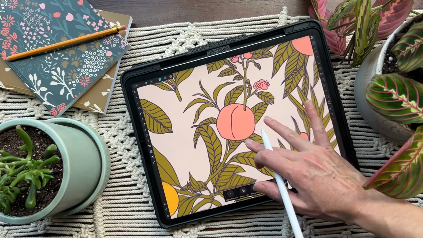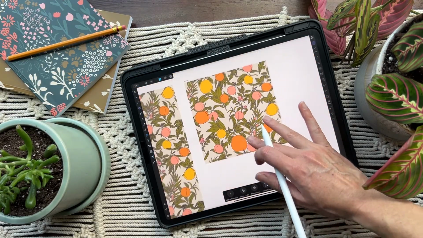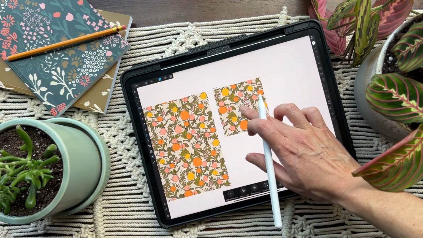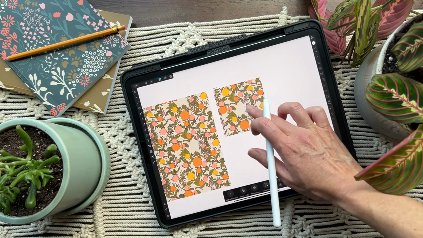If I was just going to design stickers for the rest of my life, I would just use Procreate and I would never think about vectors again. But for me personally, my art goes on a lot of different products at a lot of different sizes, so I really need that flexibility that comes from vectors.